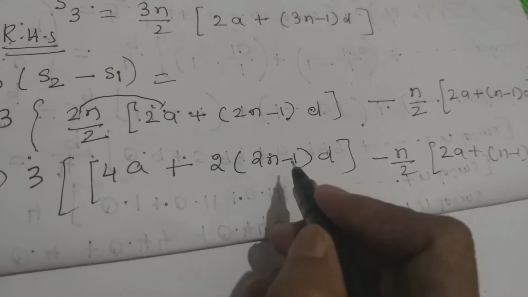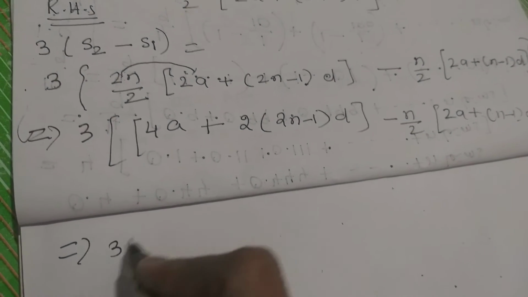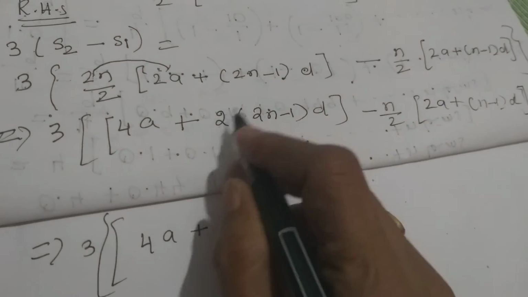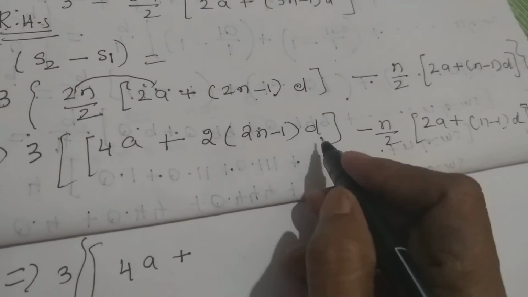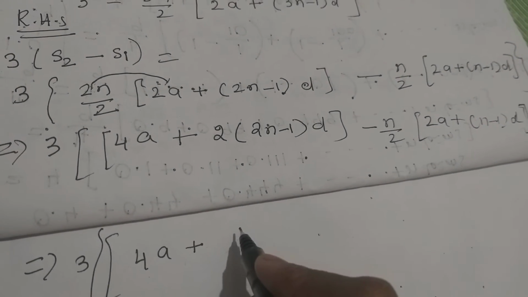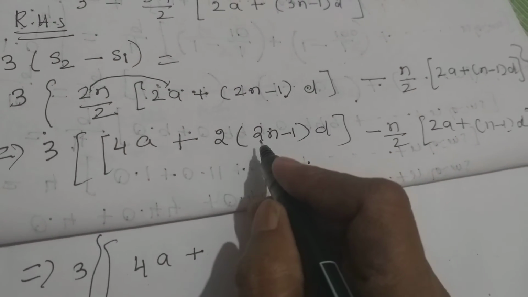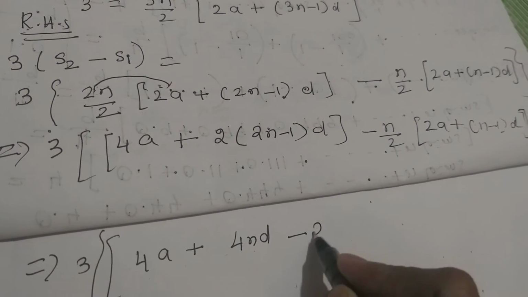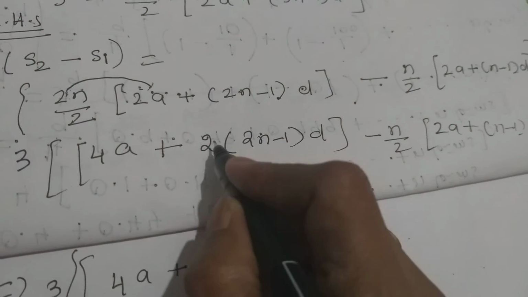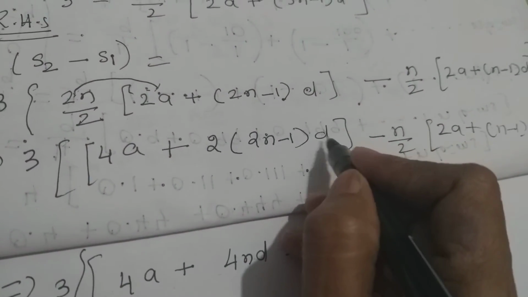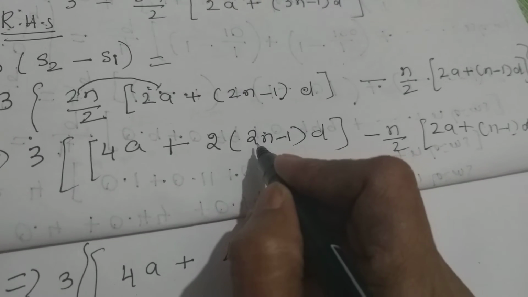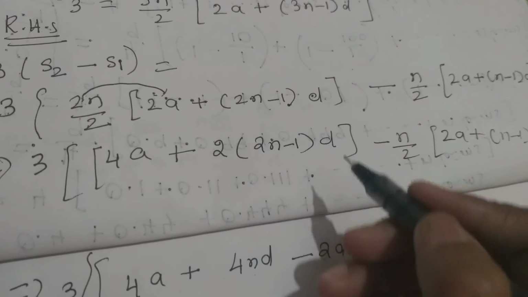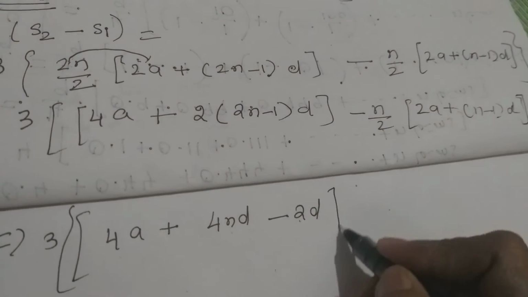Now this will multiply. So in the next step, 3 into 4a plus, take this 2 inside and d also inside. What you are getting? 2d you are multiplying with this bracket. So what you are getting now? 4nd minus 2d. 2 2s are 4. You are multiplying with 2d. So 2n into 2d, what will you get? 4nd minus again 2d. 1 into 2d, 2d. Okay. This is your first bracket.